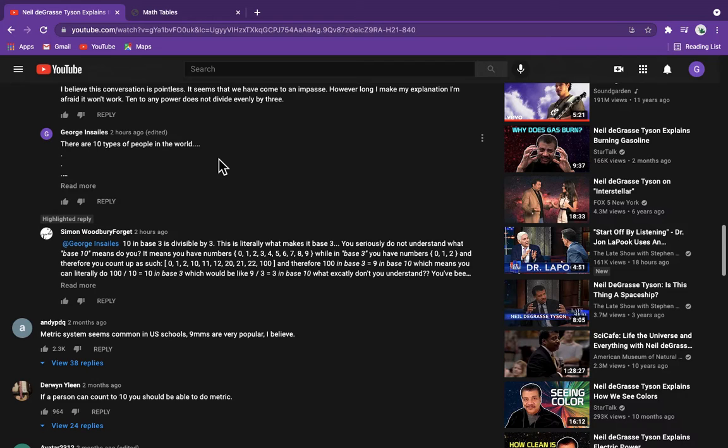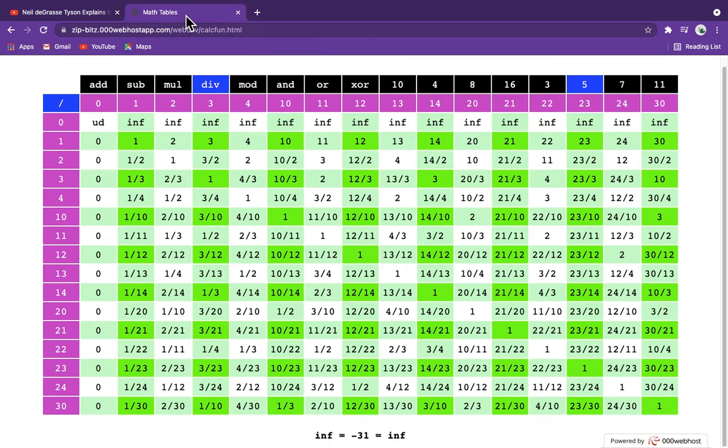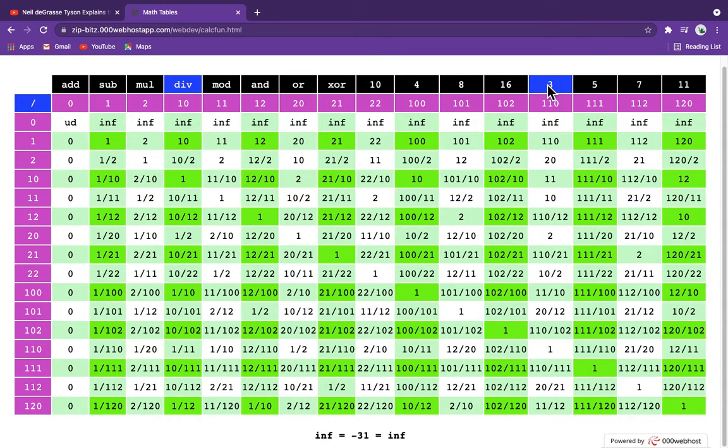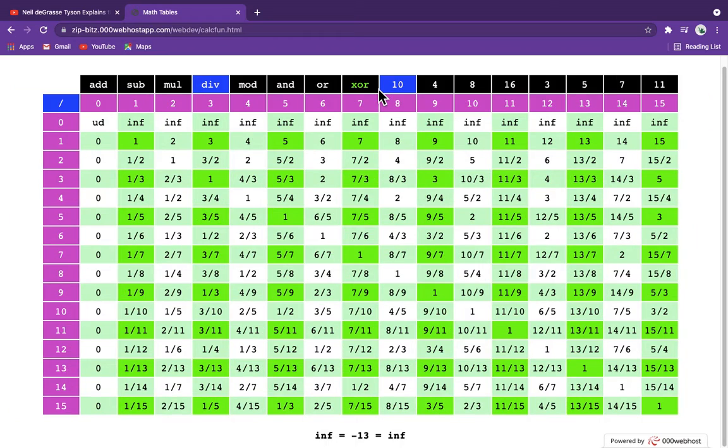So, I have this that I wrote ages ago. And as you can see, I can put it in base 3. The fractions still don't resolve. Doesn't matter what base you use. Here's base 10. Here's the fractions. They don't resolve themselves. Base 10. You should be able to understand that.